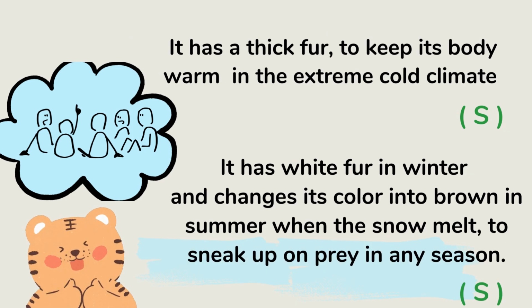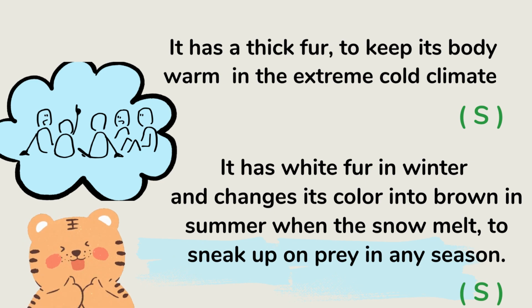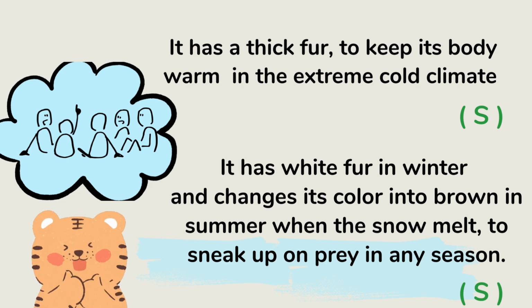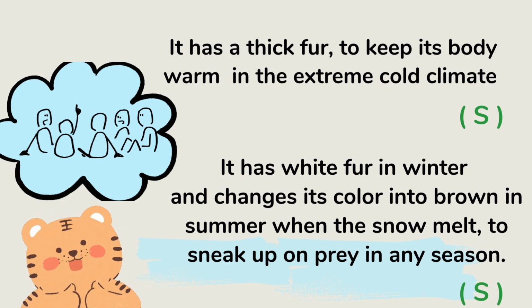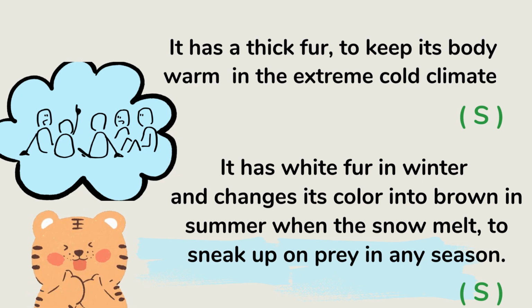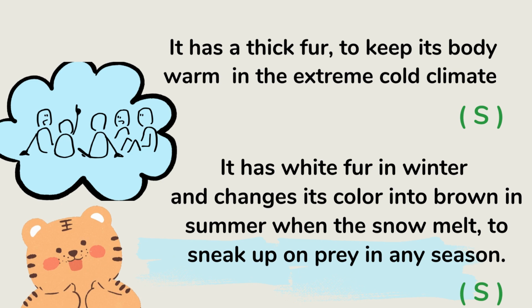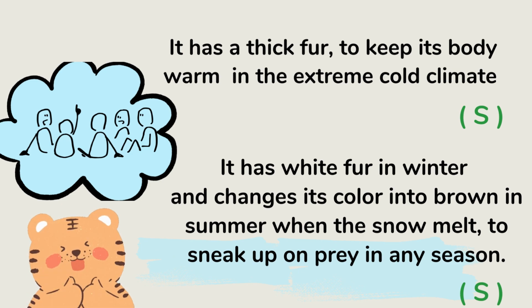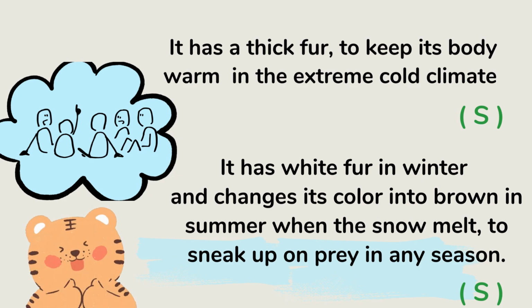The second one is that it has thick fur to keep its body warm in the extreme cold climate. Okay, these are two structural adaptations of the Arctic fox. First, it has white fur in winter, which changes into brown in the summer as the snow melts. And it has thick fur to keep its body warm in the extreme cold climate.